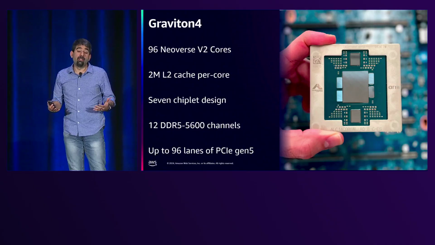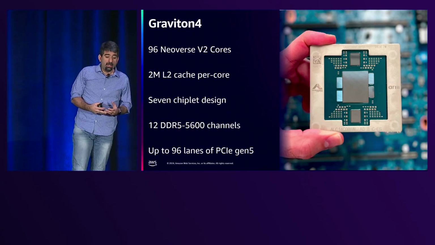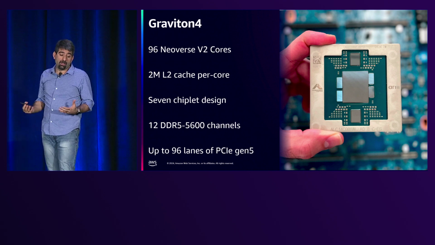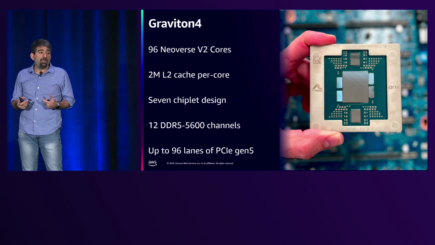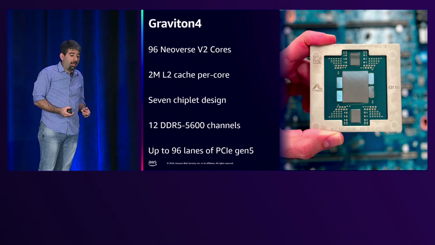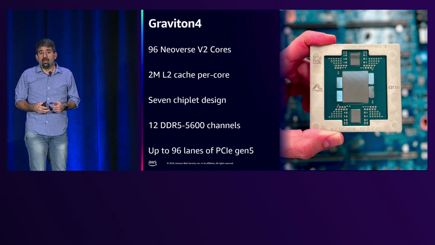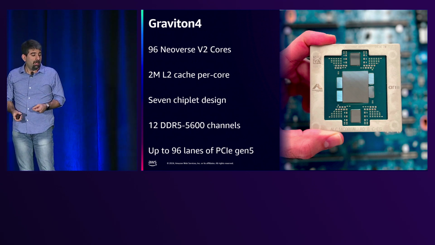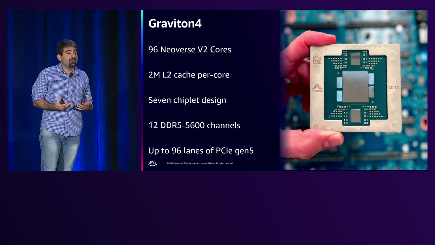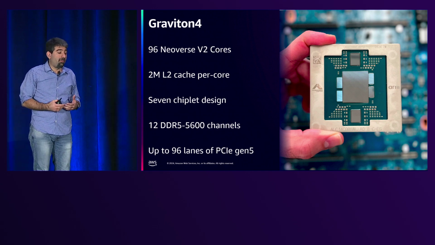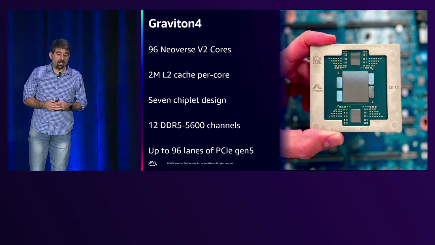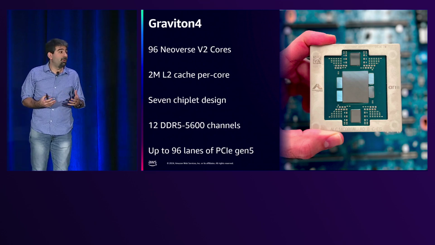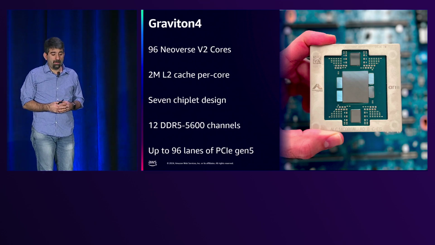So let's dive into what Graviton 4 looks like. This is a picture of a Graviton 4 CPU die. With Graviton, we've been iterating at a consistent cadence, from Graviton 2 to Graviton 3 and now to Graviton 4. Graviton 4 increased the number of CPU cores per socket by 50%. We went from 64 to 96 cores.